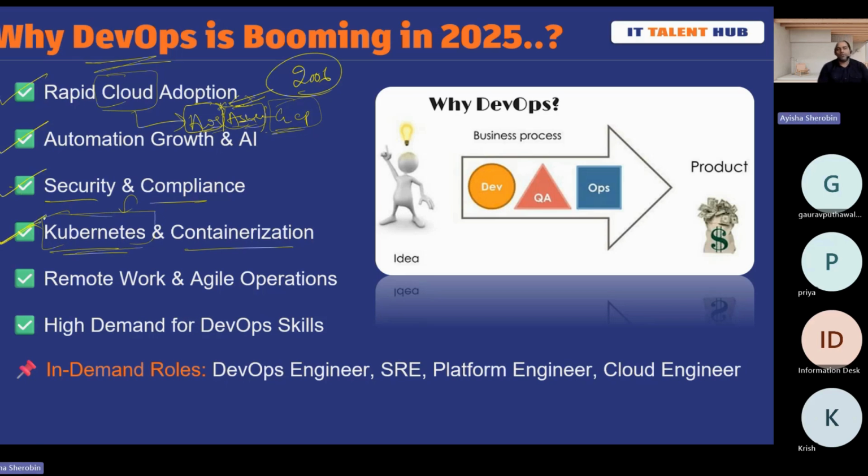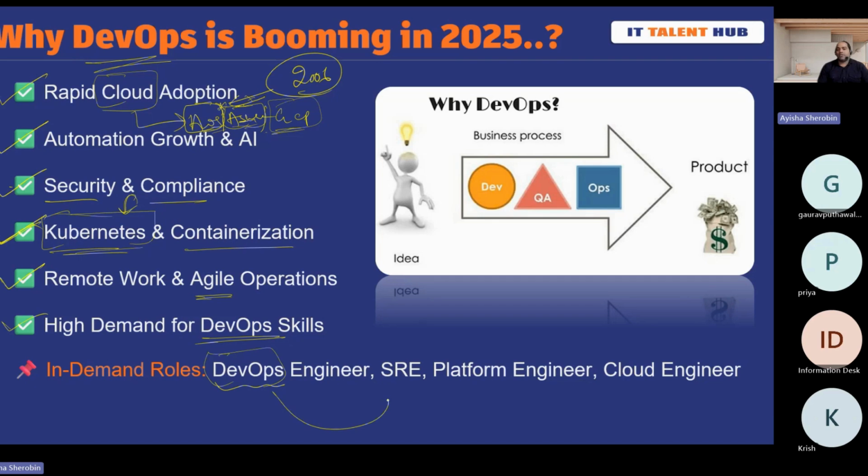This is possible with Kubernetes and Docker nowadays. So we have container orchestration and a container runtime platform that will help us in automating all of this. Other than that, remote work and agile operations and also high demand for DevOps skills. Once we learn this skill set, we can start our journey as a DevOps engineer. Not a senior DevOps engineer, so we'll be joining as a junior DevOps engineer or DevOps engineer, and then senior DevOps engineer.